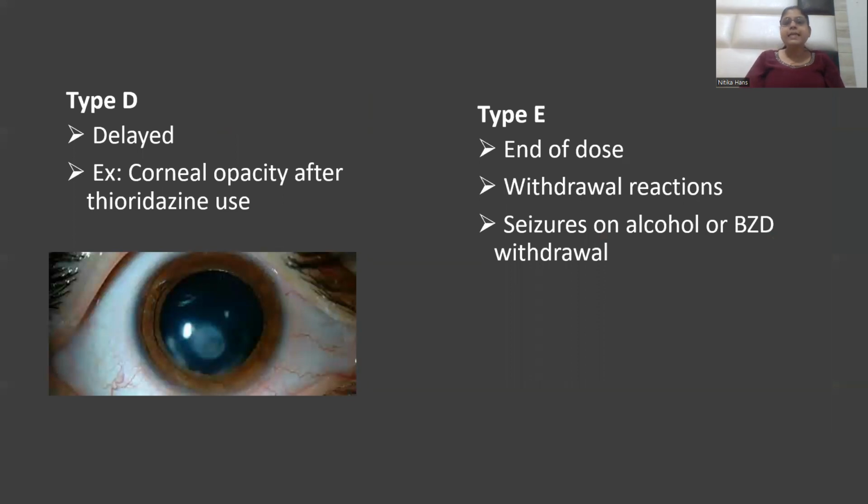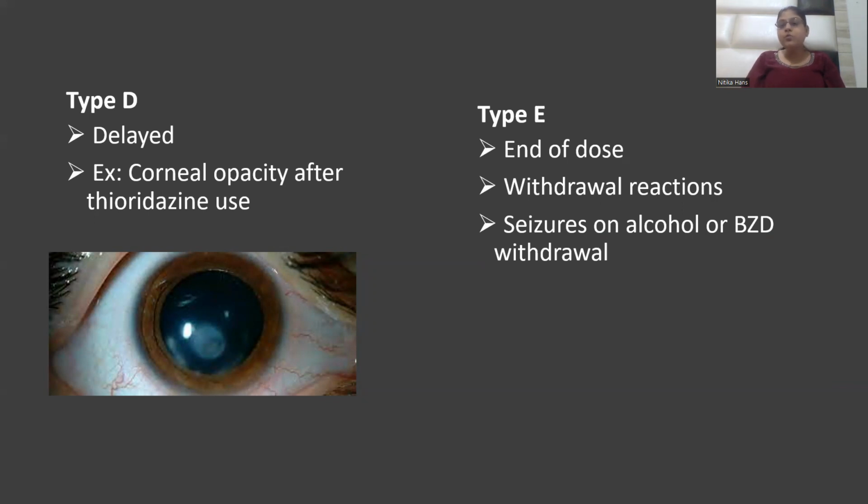T is the delayed type, which means it occurs after the stoppage of the drug, and there is a delayed action. Like there can be teratogenicity, which is the delayed action in pregnant females. So there can be fetal hydantoin syndrome, or corneal opacity after thioridazine, which is again an antipsychotic drug that can lead to corneal opacity. So that is a delayed effect.